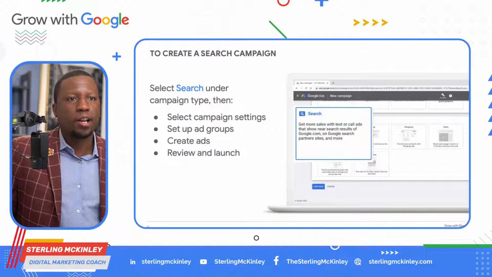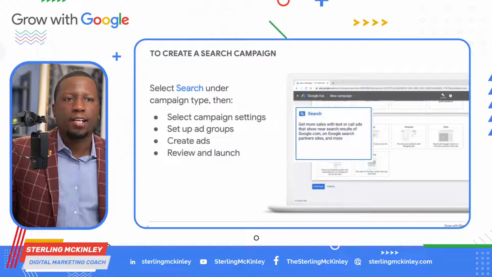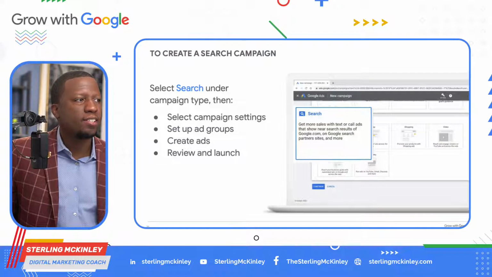Creating a smart campaign is pretty simple. You want to select search as the campaign type. Then you set up the campaign settings, set up an ad group, create ads, review and launch. So it's pretty easy to set up a smart campaign within Google Ads. It doesn't take much time at all, but you definitely want to go with smart campaigns.